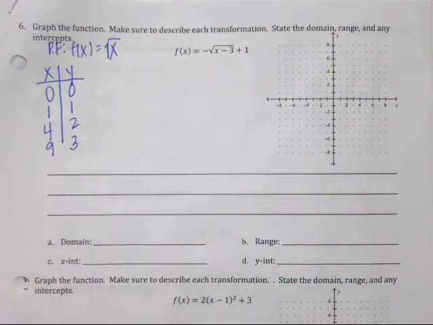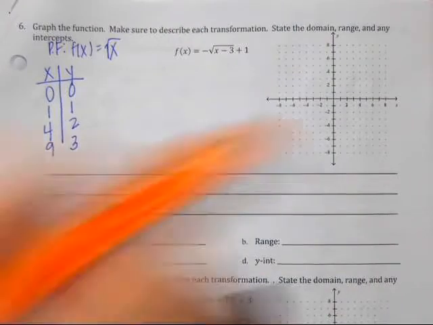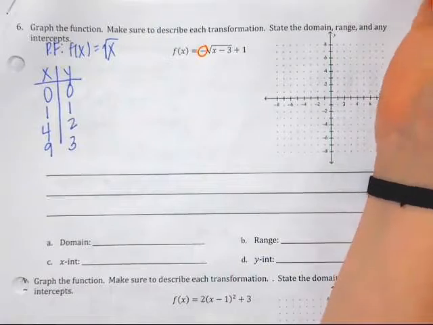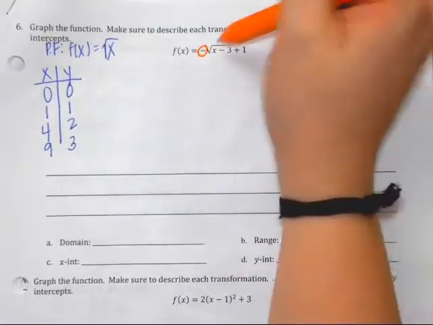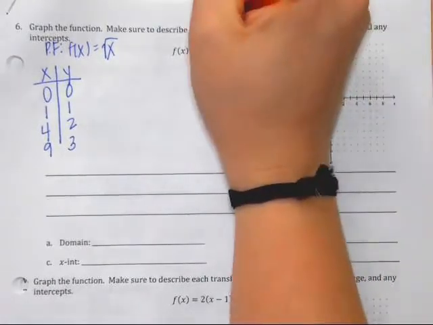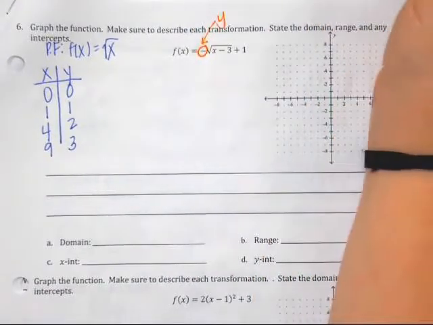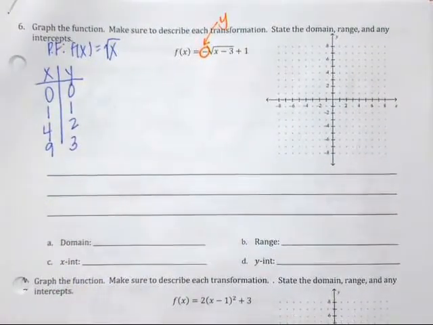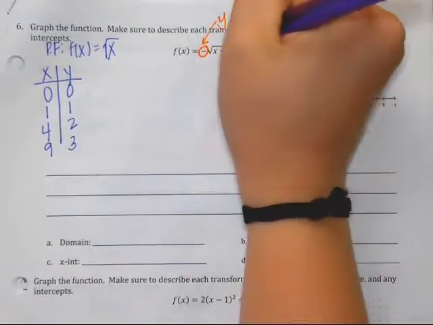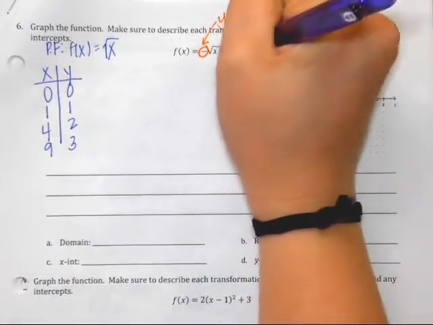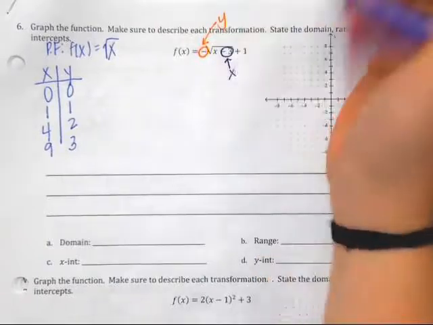And then is to look at the transformations. My negative, is that on the inside or the outside of the function? Well, it's outside the square root, and so when it's on the outside, it's a change to the y values. Okay, then the minus 3. See how the minus 3 is inside the square root? When it's inside the function, it's a change to the x.